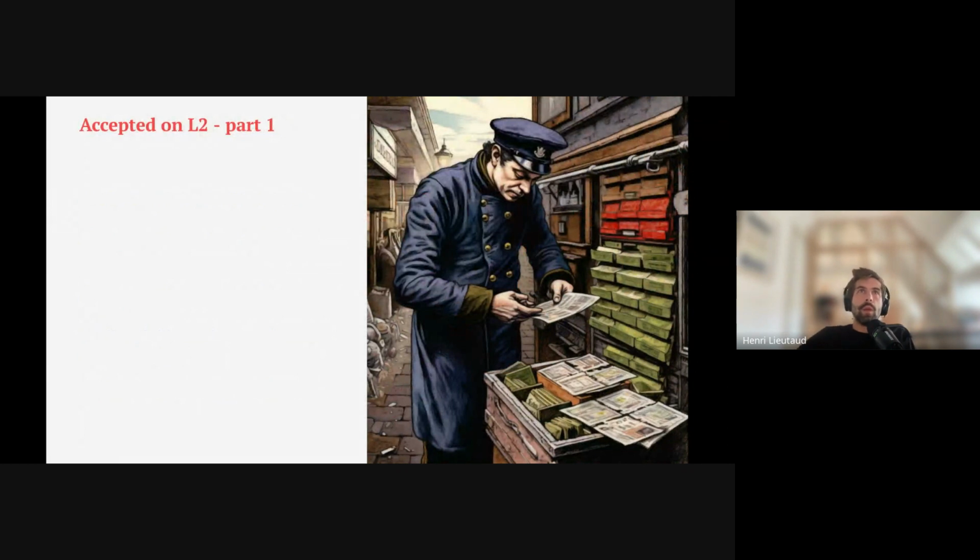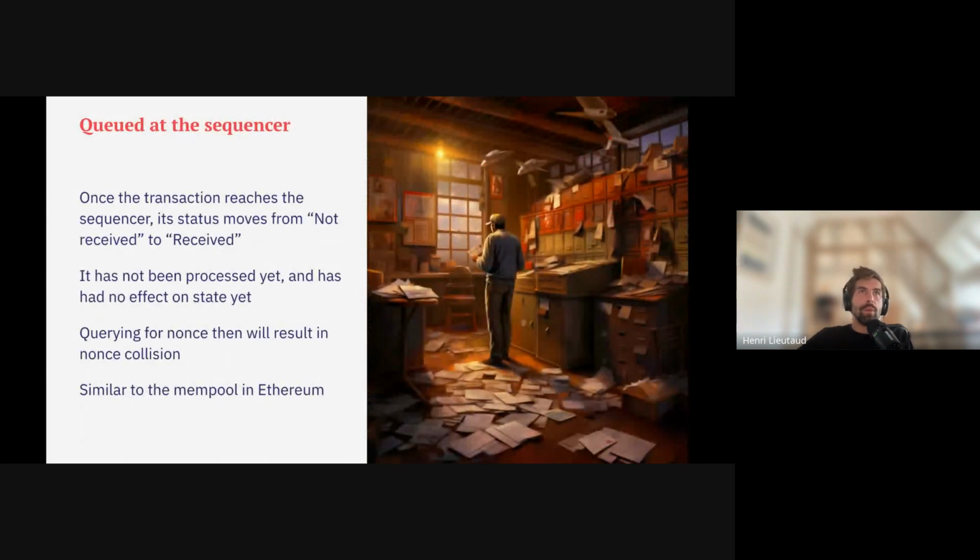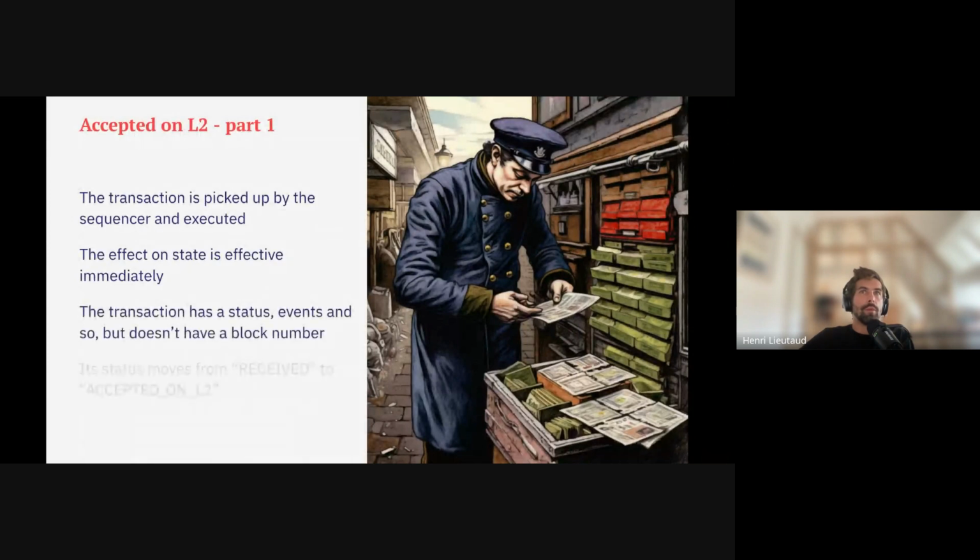All right. Now, your transaction was at the sequencer, it was queued, it was received. Now, what happens? So your transaction gets processed by the sequencer. At this point, the sequencer is just chugging through all the transactions. It picks yours and says, okay, let me execute that transaction on the state of Starknet. And at this point, if your transaction is correct, it moves from received to accepted on L2, meaning that your transaction will be part of the block. It doesn't yet have a block number. It doesn't yet have a block hash, but it will be part of the next block.